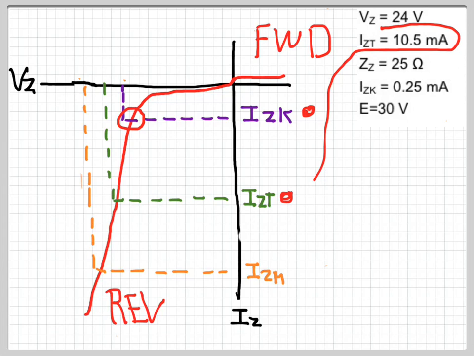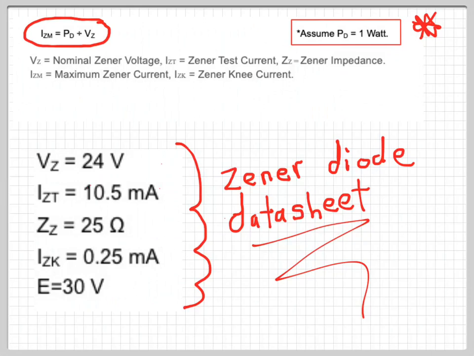IZM, you have to calculate this. So this is going to be the 1 watt divided by the Zener voltage. We're going to work it out on another slide, but that's the formula, which is the same one that I gave you there.